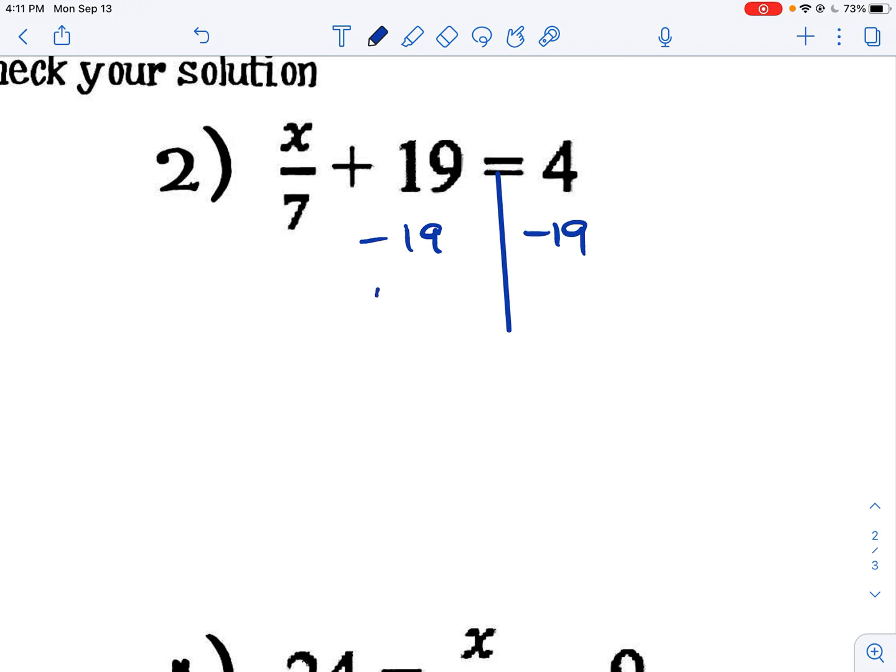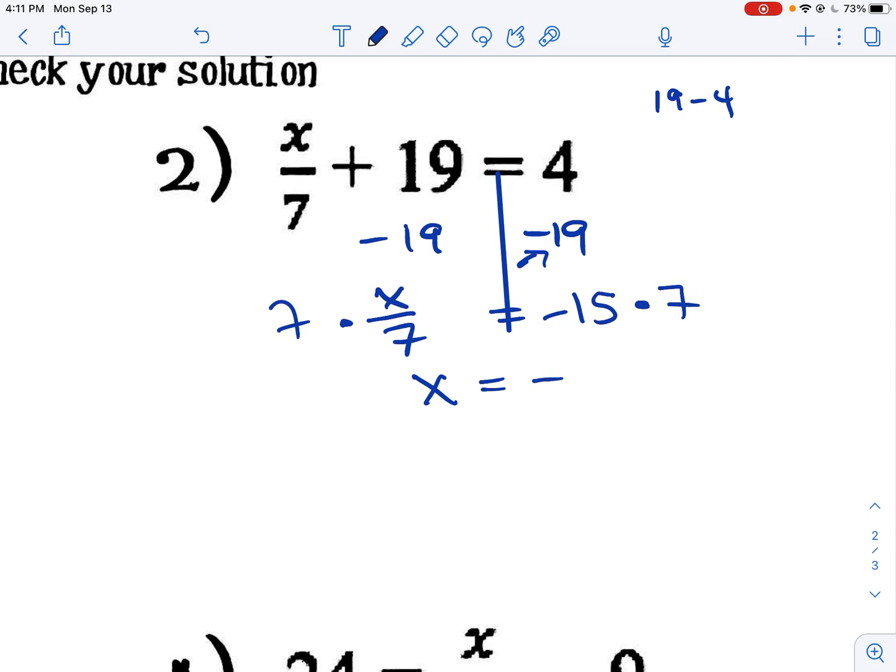So I'm going to subtract 19 from both sides. I get x over 7 equals, this is the same thing as saying 19 minus 4, which would be 15, but there are more negatives than positives, so it gets a negative 15. I'm going to multiply by 7 because that's the opposite of division, and that's going to come out to be negative 105.